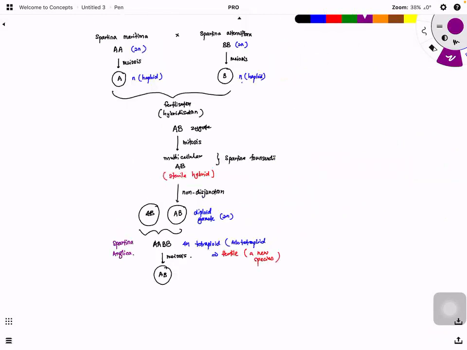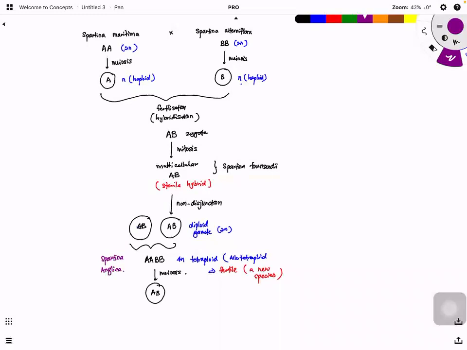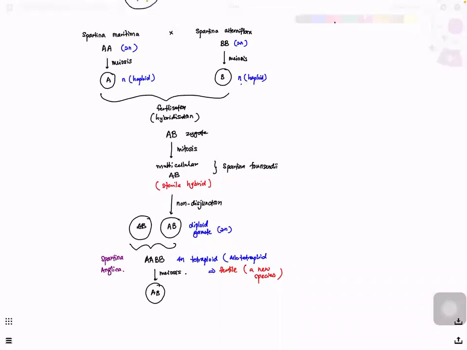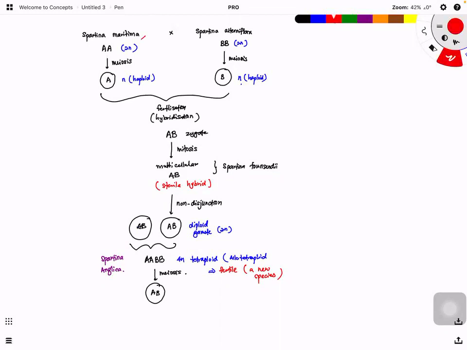Maybe a bit small, but okay. So we start with Spartina maritima and alterniflora, two closely related species. They produce haploid gametes, but when hybridization takes place they form sterile hybrids. Because of a non-disjunction mutation or error in meiosis, they can produce diploid gametes. When two diploid gametes fertilize, they form Spartina anglica, which is a tetraploid, termed an allotetraploid.